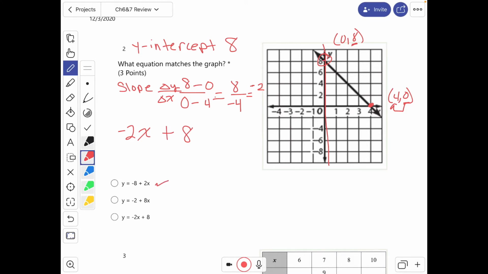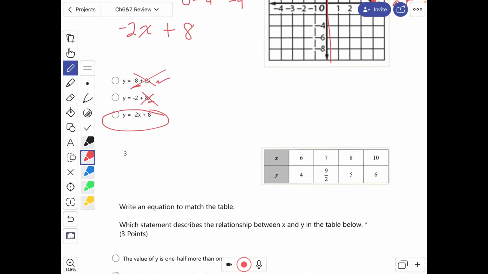This one, the first choice, looks really close, but their 8 is negative. The next one looks like it has the right numbers, but they're multiplying x times 8, and 8 is not the slope. The number that is the slope needs to be multiplied times x. So the only one left would be the last one.